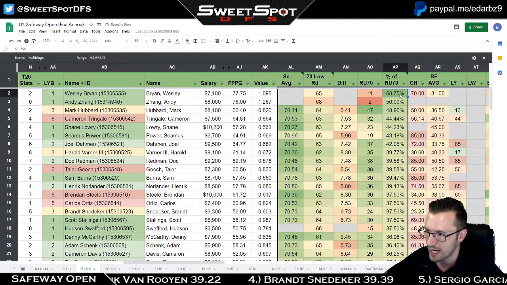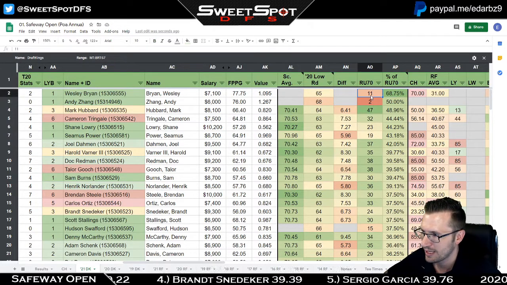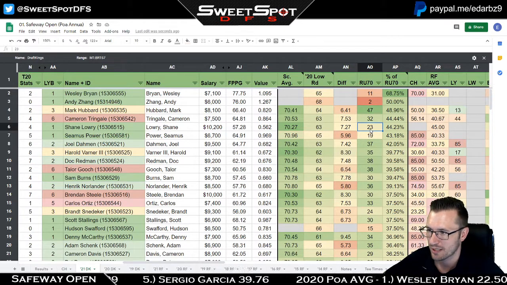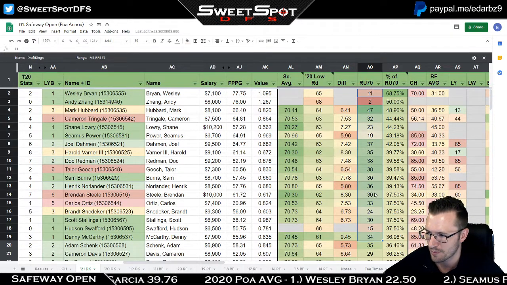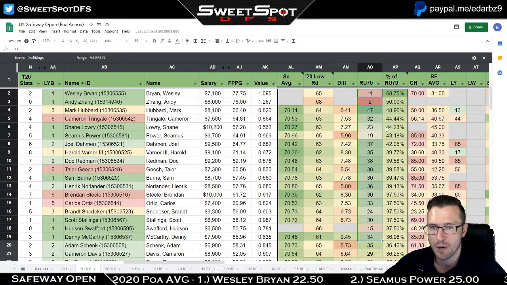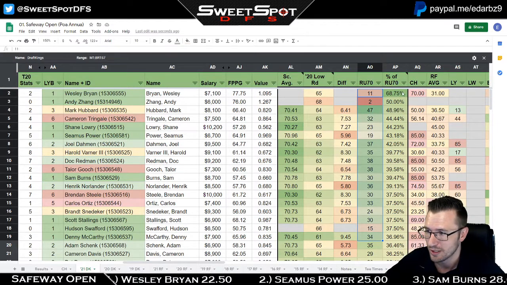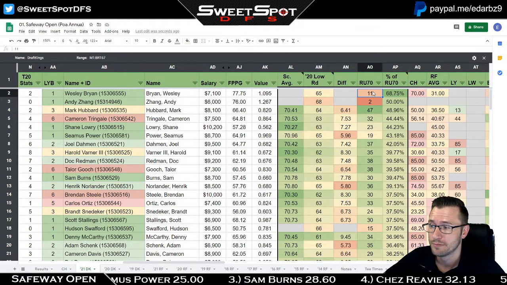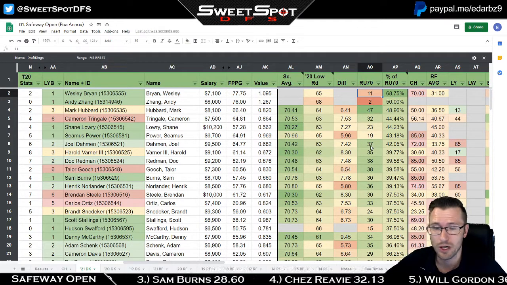So we see Wes Bryant up here. He had 11 rounds under 70. That's not a lot. You know, this number here is just determinant on how many rounds of golf they played, basically. So 68%, pretty darn high. This number is very low.